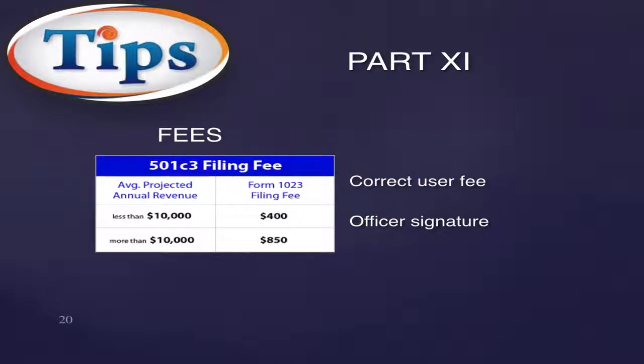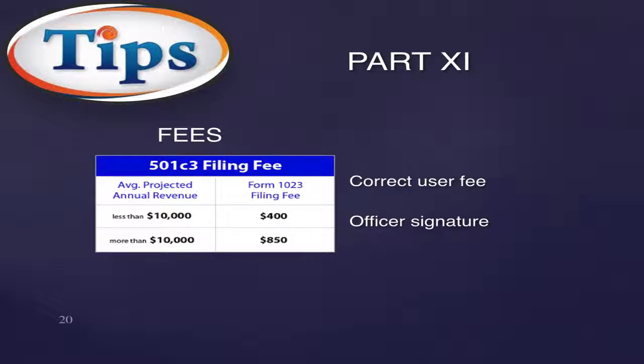Part 11, user fee information. You must include a user fee payment with this application. It will not be processed without your paid user fee. If your annual gross receipts have exceeded or will exceed $10,000 over a 4-year period, and that's $10,000 annually, you must submit payment of $850. If your gross receipts have not exceeded or will not exceed $10,000 annually over a 4-year period, the required user fee payment is $400.